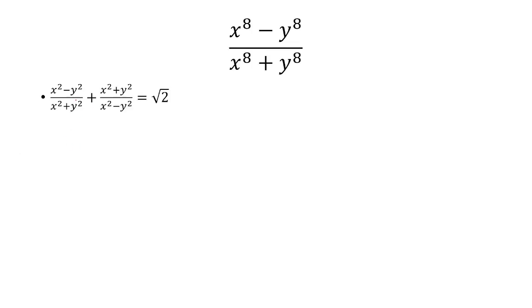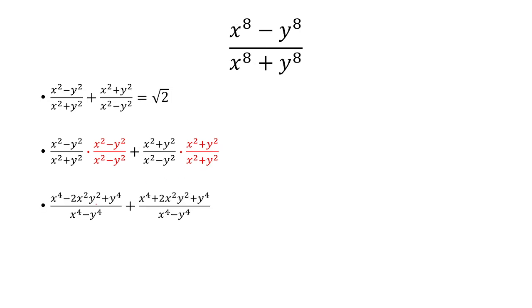Okay, first we're given this expression, so we want to get a common denominator. That means we're going to multiply the first fraction by x squared minus y squared over x squared minus y squared. The second fraction we're going to multiply by x squared plus y squared over x squared plus y squared. And so that's going to give us x to the 4th minus 2x squared y squared plus y to the 4th. And the common denominator will just be x to the 4th minus y to the 4th.